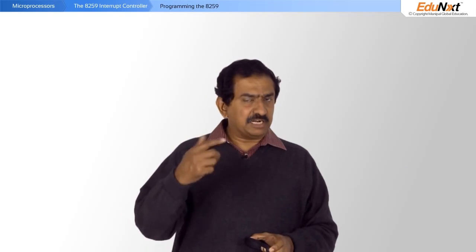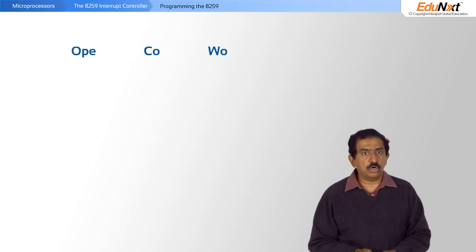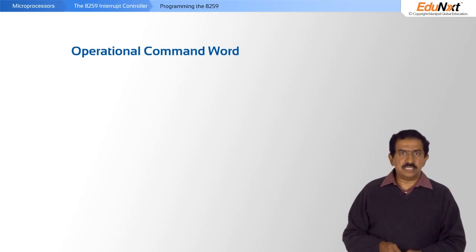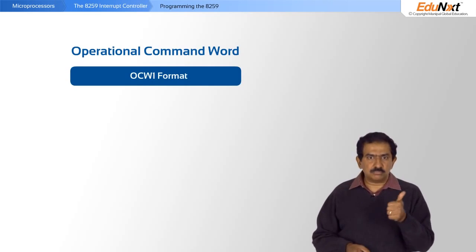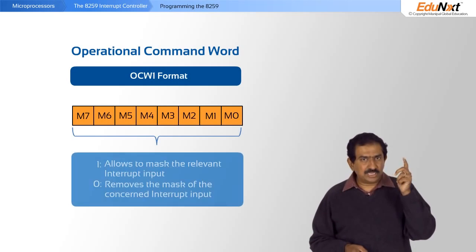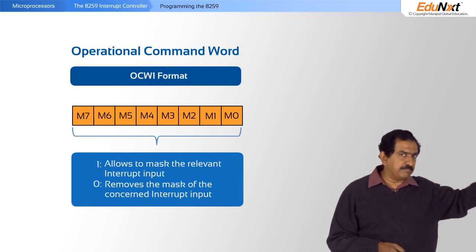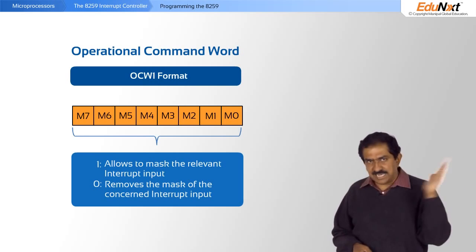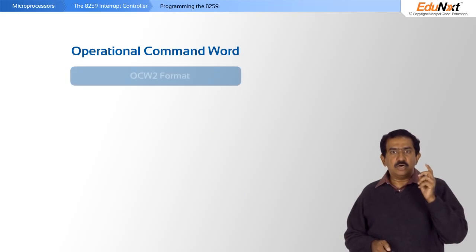Once you have initialized the 8259, you can then reprogram it over and over again. But every time you reset the system, you have to initialize the 8259, ICW 1, 2, 3 and 4 first. Then you can start programming it using what's called the OCW, operational command word. OCW1 really talks about the masking. So it allows you to mask individual interrupt bits. And you can do this dynamically anywhere during the program.